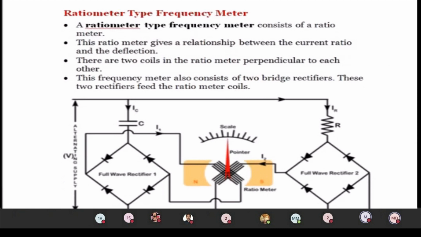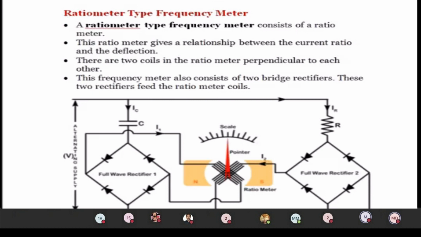Ratio meter type frequency meter. So this ratio meter type frequency meter consists of a ratio meter. How this ratio meter is going to work, that is a key point here. It is going to give us the relationship between the current ratios and the deflection. Again there will be a doubt, what is the current ratio?